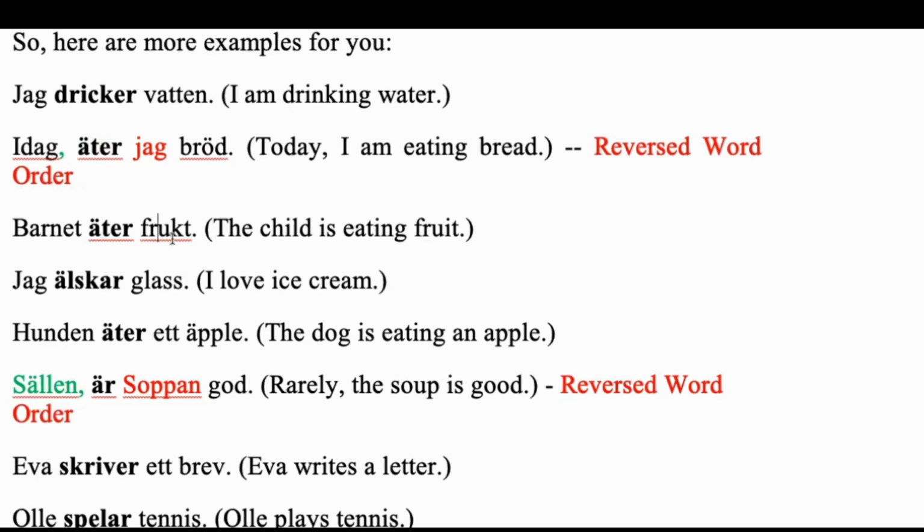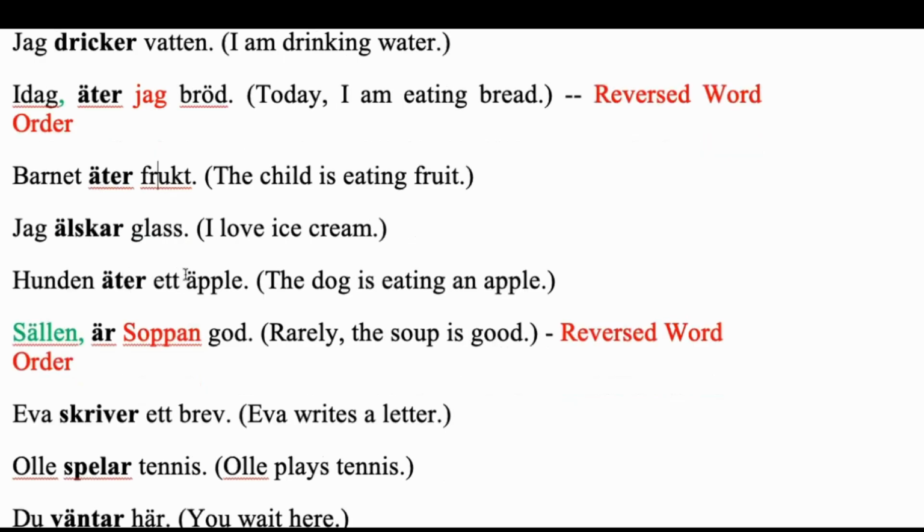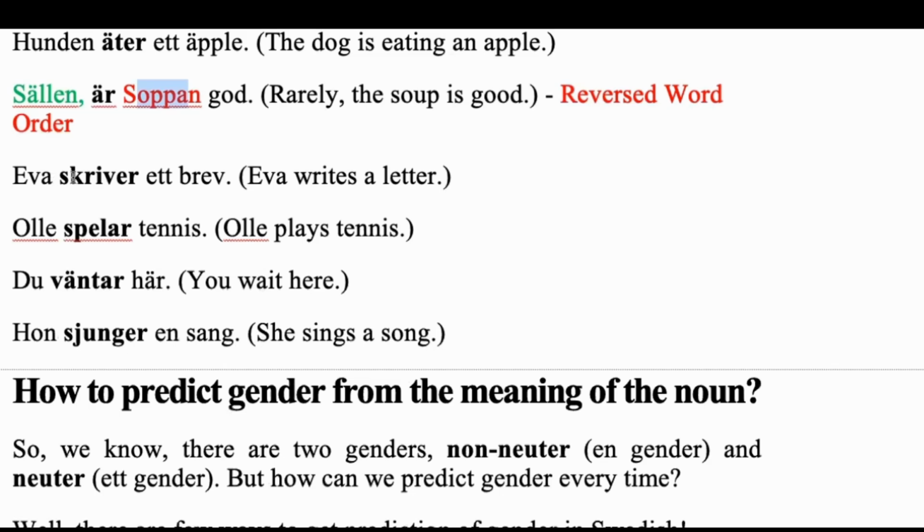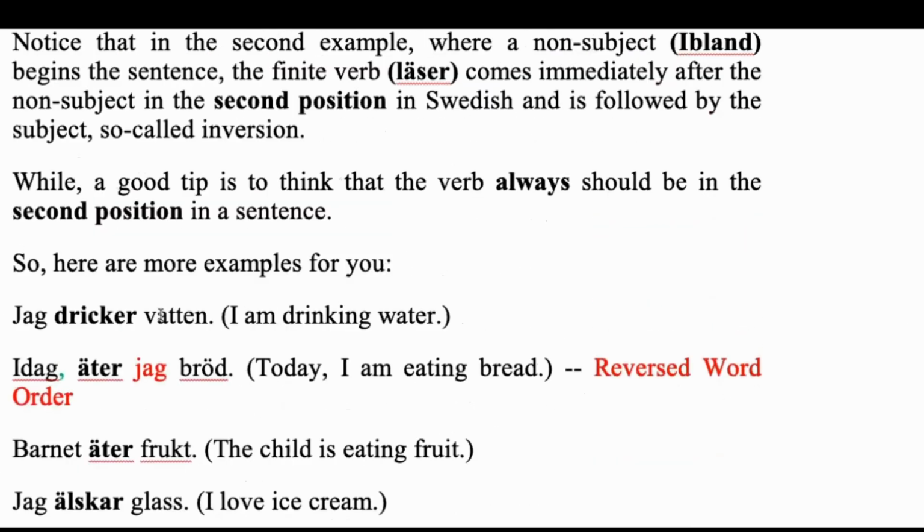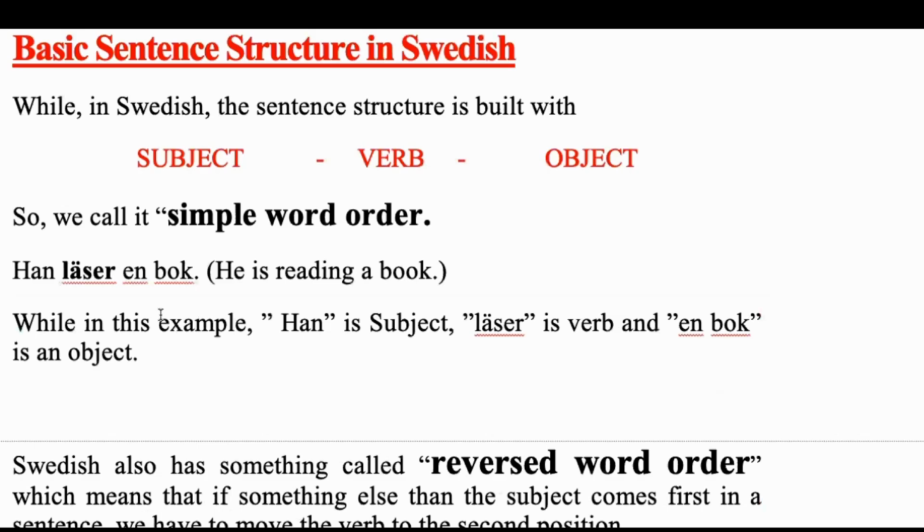Barnet äter frukt. The child is eating fruit. Jag älskar glass. I love ice cream. Hunden äter ett äpple. The dog is eating an apple. Sällan är suppen good means rarely the soup is good. So this is a reverse word order. Suppen is basically the subject, so it takes the third position. Eva skriver ett brev. Eva writes a letter. Ole spelar tennis. Ole plays tennis. Du väntar här. You are waiting here. Hon sjunger en sång. She sings a song. So this is simple word order and reversed word order in very simple sentences.